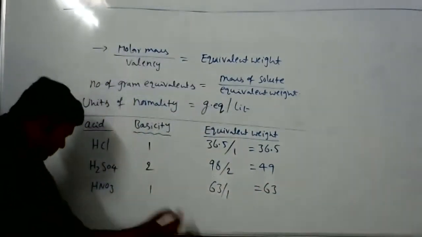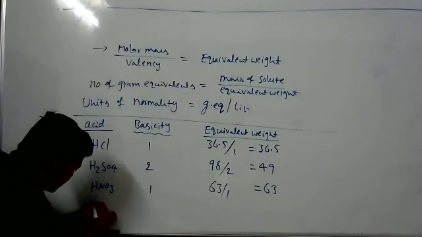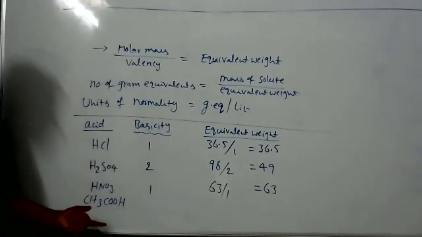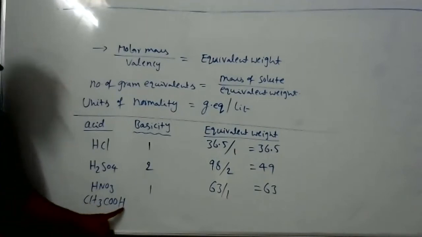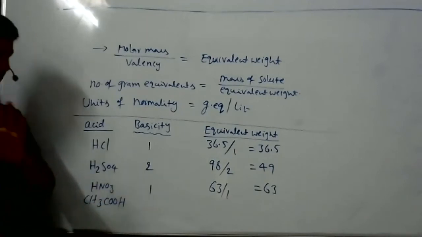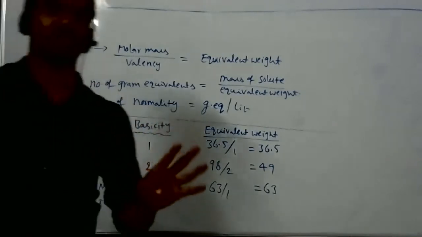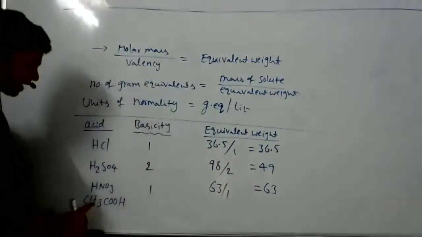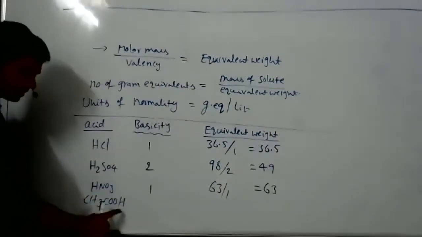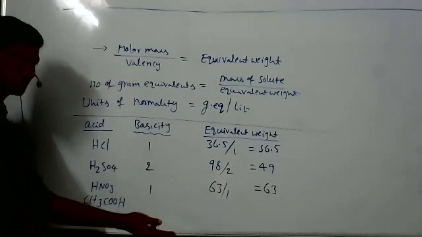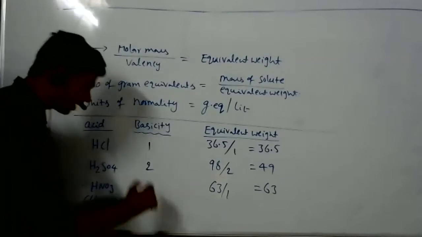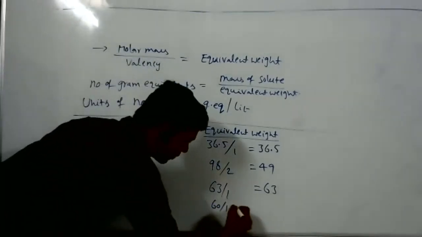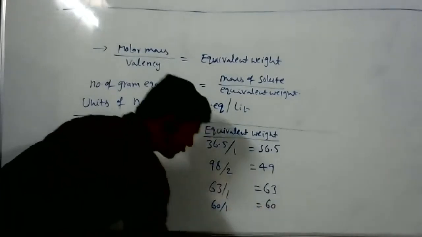Next, acetic acid, CH3COOH. Careful now. CH3COOH has 3 hydrogens here and 1 hydrogen here, a total of 4 hydrogens. But in aqueous solution, it gives only 1 H plus ion. It won't give 4 H plus ions, mind it. These hydrogens are not leaving. Only this one hydrogen comes out as H plus in aqueous solution. So 1 only. The molar mass of CH3COOH is 60. So 60 by 1, 60 only.